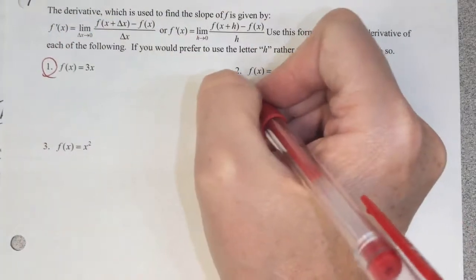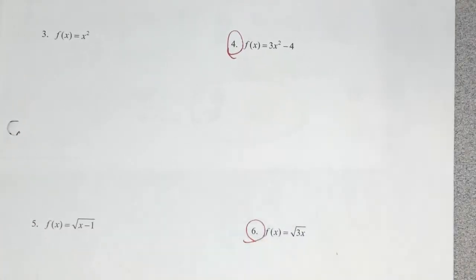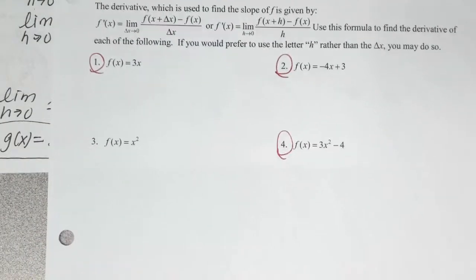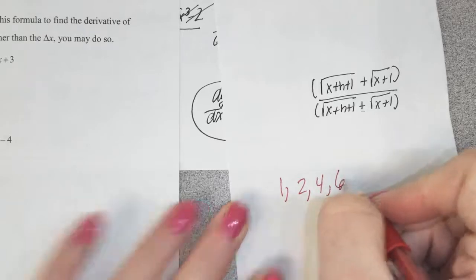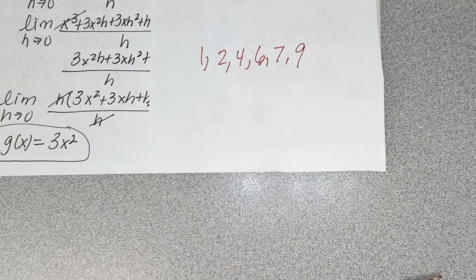So I want you to do 1 and 2. You should be able to do those very, very quickly. I want you to do number 4. Let's do number 6. I've got to do 7, and 9. I'll say those again. We're doing numbers 1, 2, 4, 6, 7, and 9 on the worksheet. One and 2 should go pretty quick.